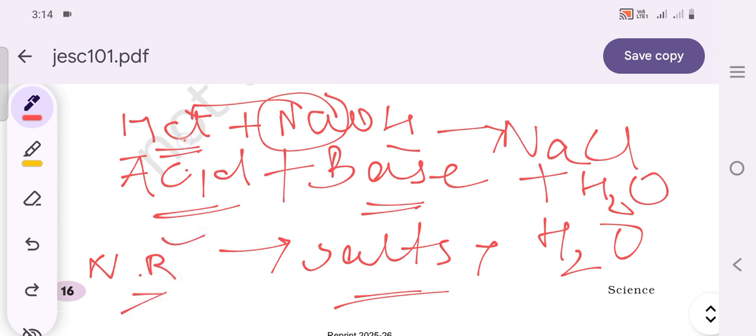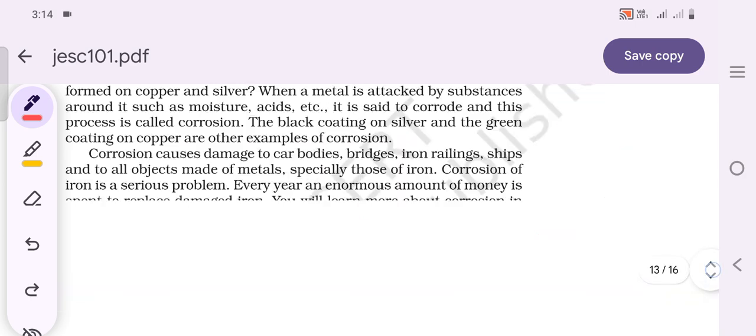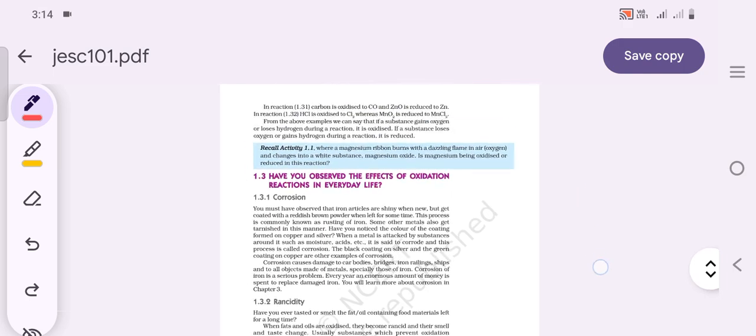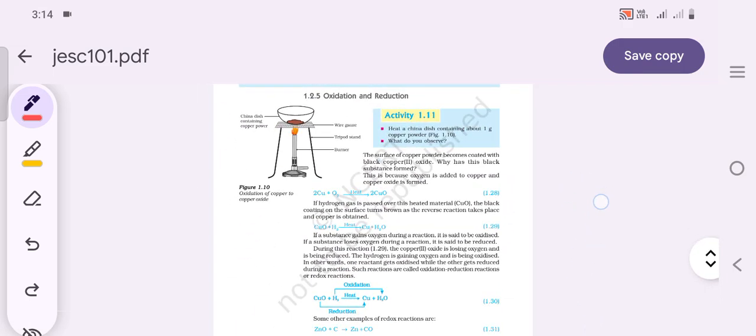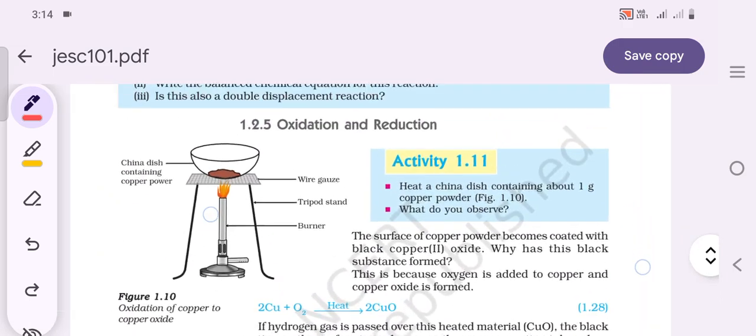When an acid reacts with a base to form the respective salt and water, that kind of scenario is said to be a neutralization reaction. Clear? The types of neutralization you will discuss in detail in chapter number 2. So now let us go with the next. Corrosion and rancidity are not in your syllabus.